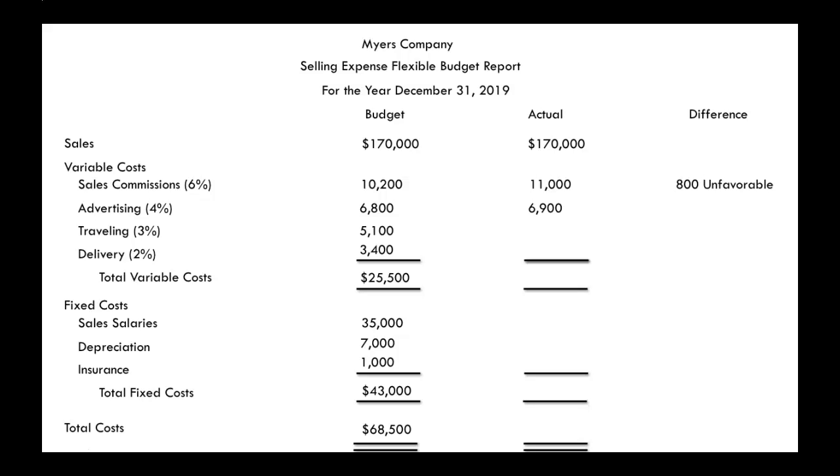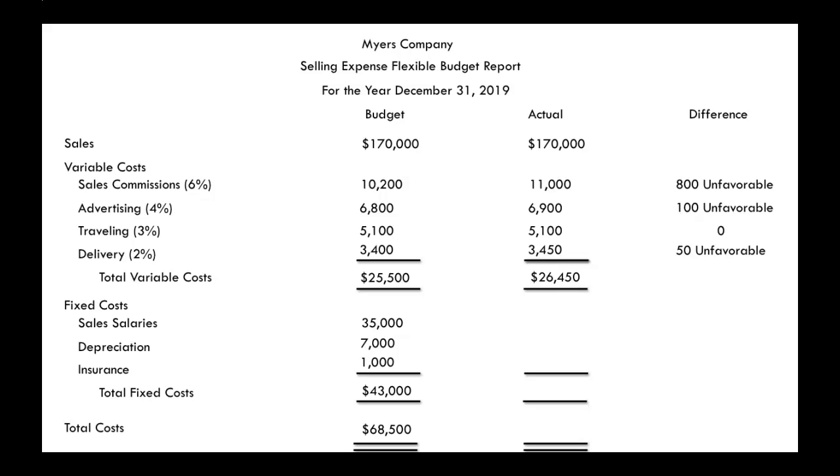Now advertising, that was $6,900. So that's $100 more than what we expected. So that's $100 unfavorable. Traveling was exactly the same. So there is no difference there. Delivery, that was $50 more than our budgeted amount. So that's $50 unfavorable. We add up our 4 variable costs here and we get this $26,450.